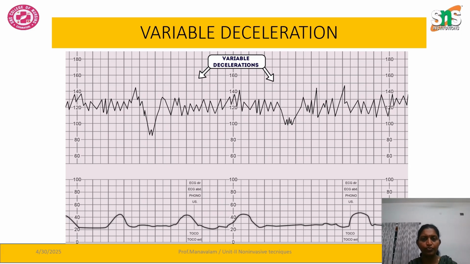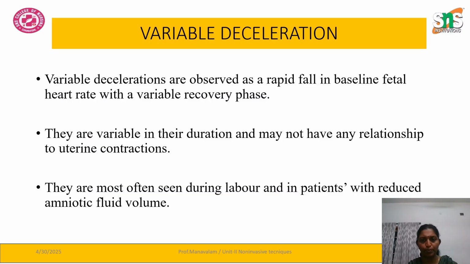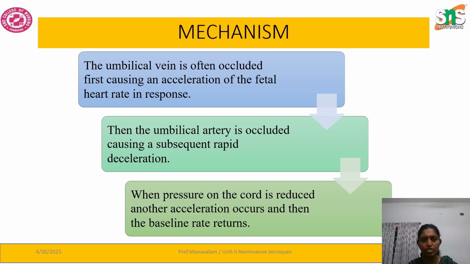The reason for variable deceleration is umbilical cord compression. So this is the reason for variable deceleration. Now, the mechanism behind the variable deceleration.